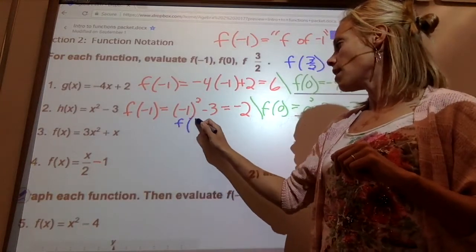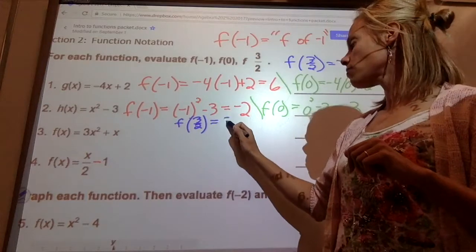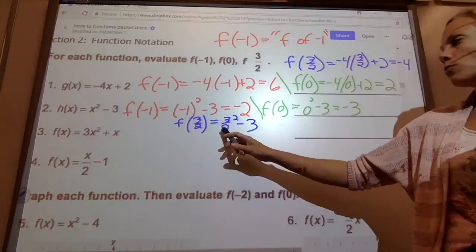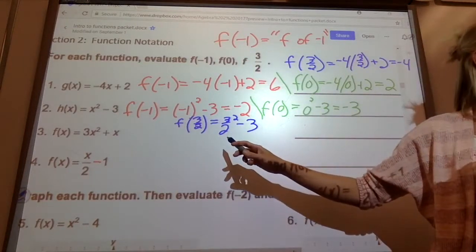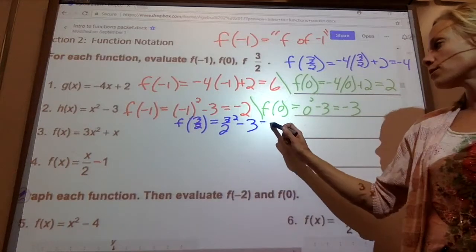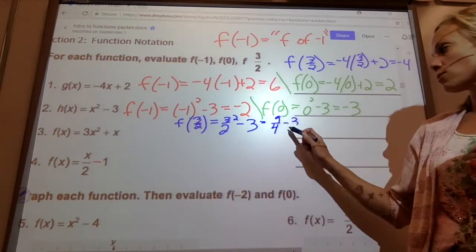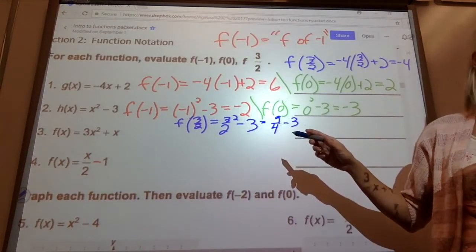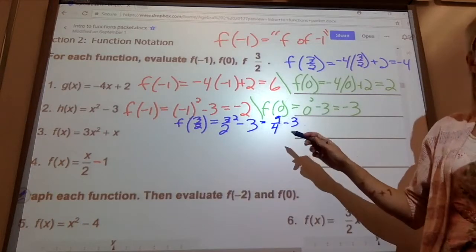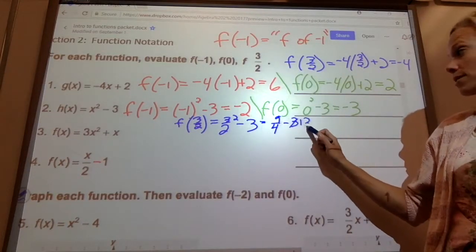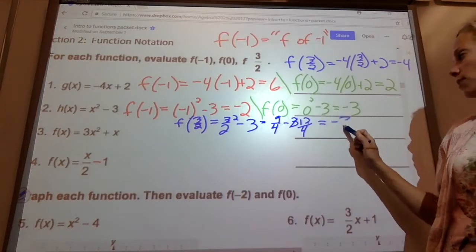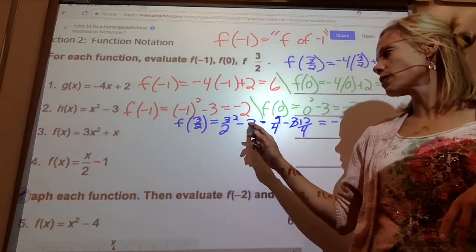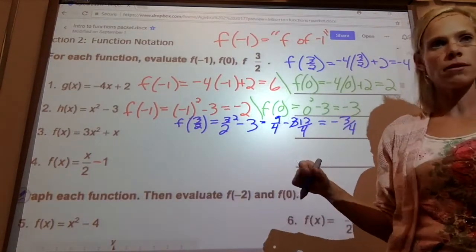I'm running too big. F of 3 halves would be 3 halves squared minus 3, which you could do as 1.5 squared minus 3 in your calculator. That's fine. If you're doing mental math, this would be 9/4 minus 3. Square the top, square the bottom. Get a common denominator, right? This is why you're going to want to use your calculator, because now you have to get a common denominator. 9/4 minus 12/4 would be -3/4 or -0.75. If you put 1.5 squared minus 3 in your calculator, you should get -0.75.